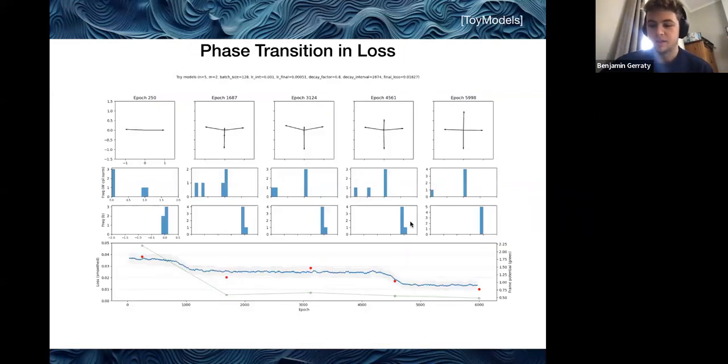This is another plot that Dan made. I didn't ask if I could show this, sorry, but thank you.